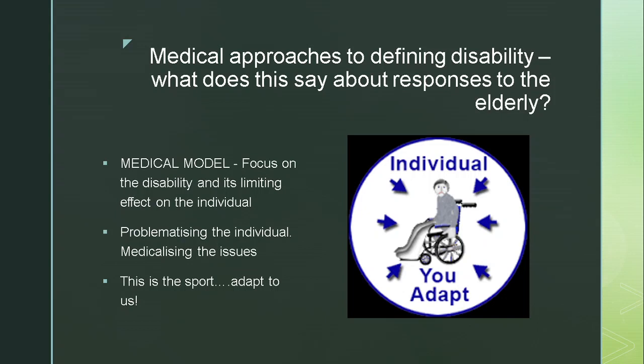So essentially, it problematizes the individual. It says that the problem is with the individual. So it medicalizes the issue. And this is sport. This is what we see not just in society, but what we see in sport as well. It's really important that we try and flip this, and we try and find a way to use sport or adapt sport to support individuals. But at the moment, the system we have is we try and ask people to adapt to fit our model of sport.